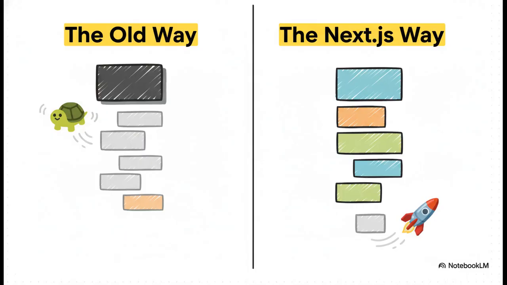Okay, let's break it down. The old way, just jamming a script tag in your HTML, is a performance nightmare. It literally stops your page from loading, tanks your core web vitals, and it's a mess to manage. But the Next.js way? Oh, it's a whole different world. It uses a special script component that's designed for performance from the ground up. It's clean, it's fast, and it's so much easier to maintain.